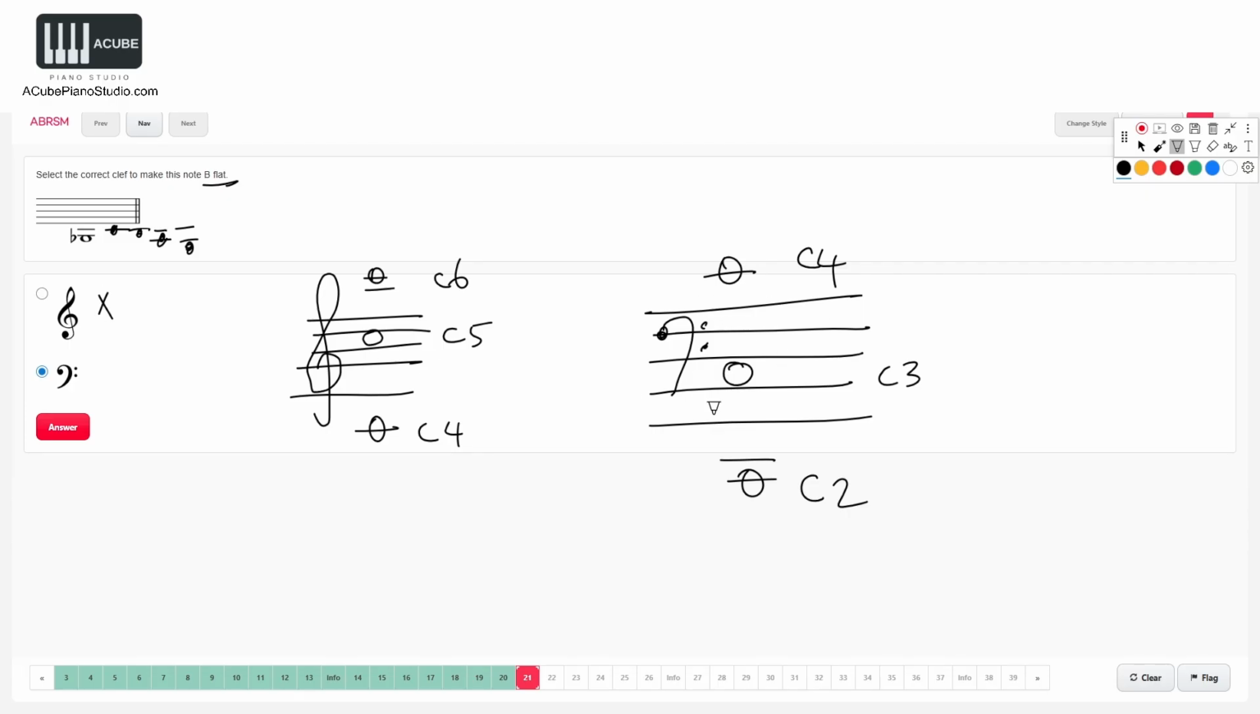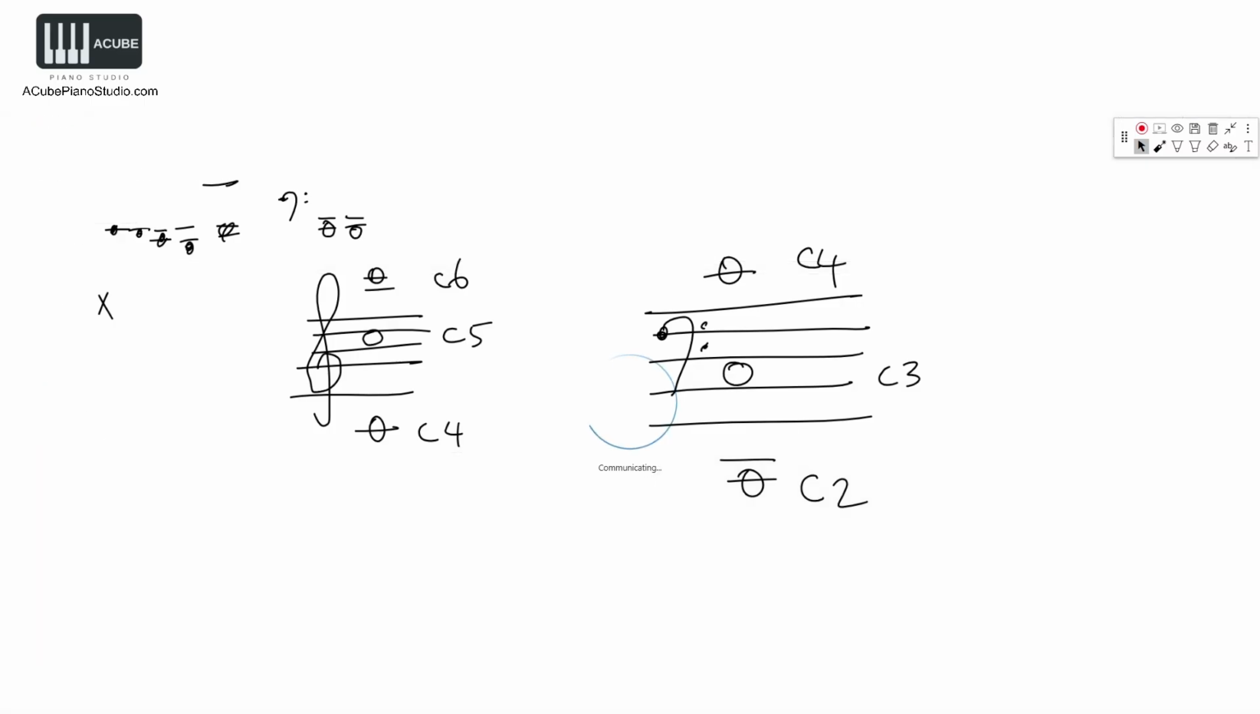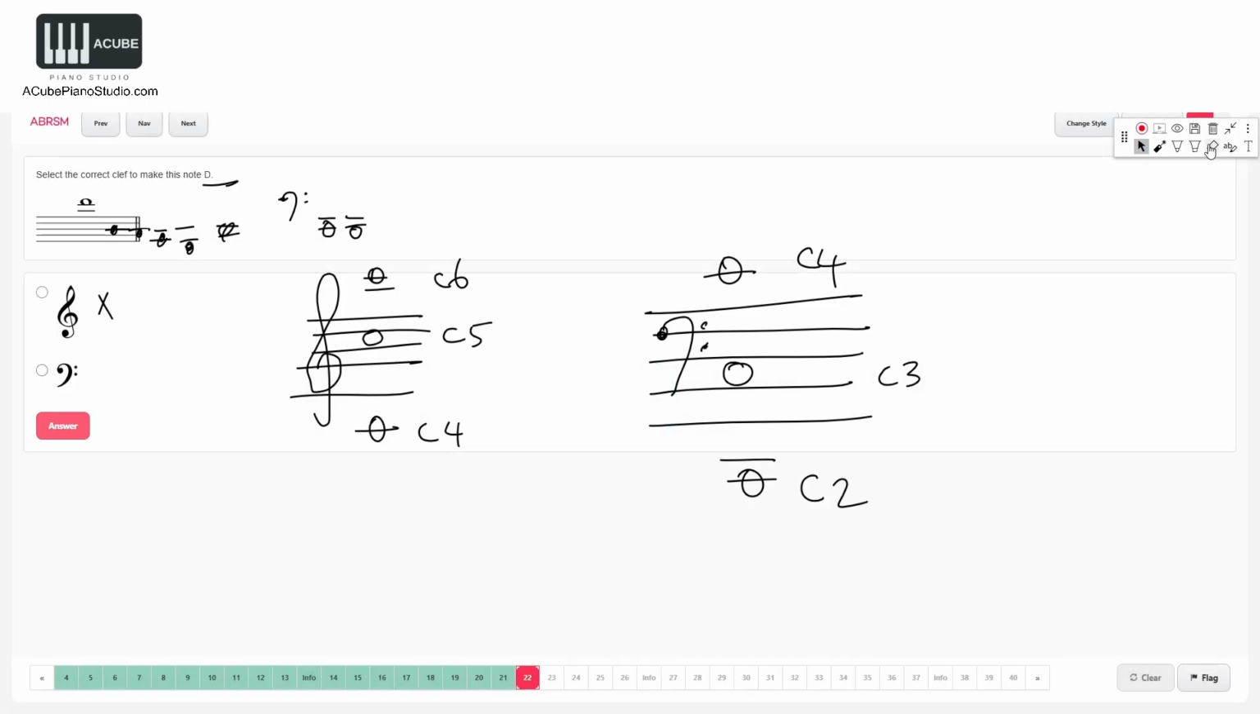Okay, if you use this one here, then you'll notice that this is C. If it's bass clef, then this here is C. Going down by one step will give you B. With a flat, it is B flat. So therefore it's bass clef. Okay, let me erase this portion here.